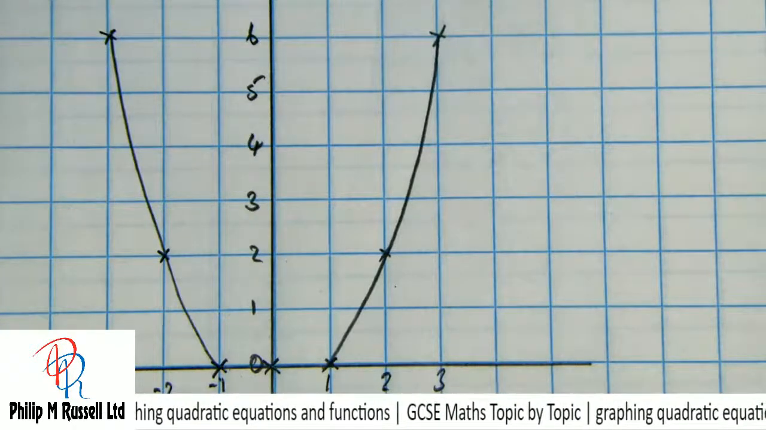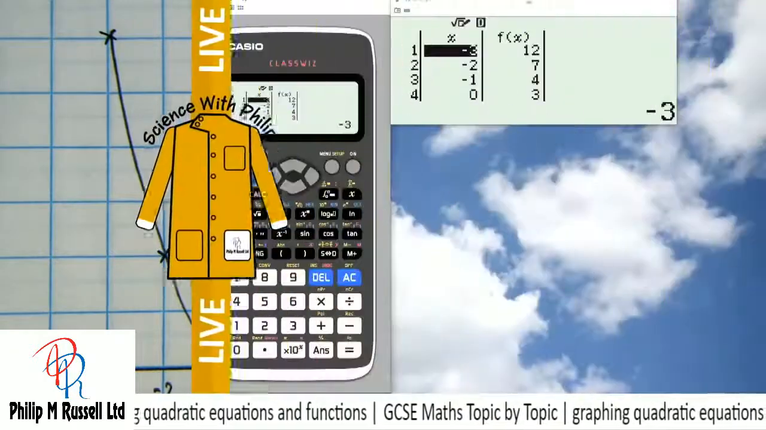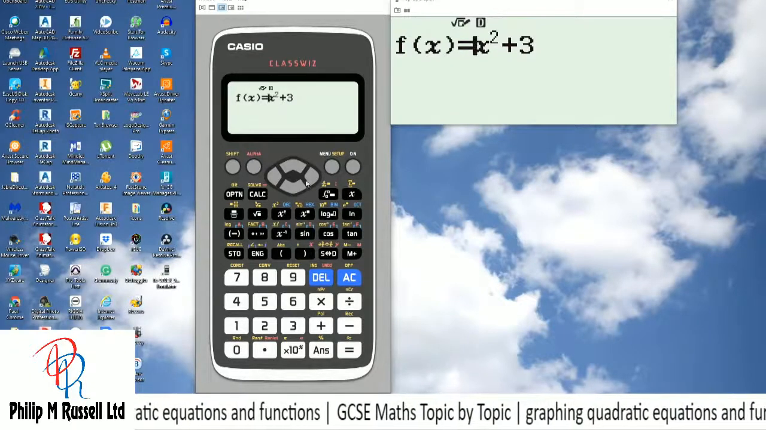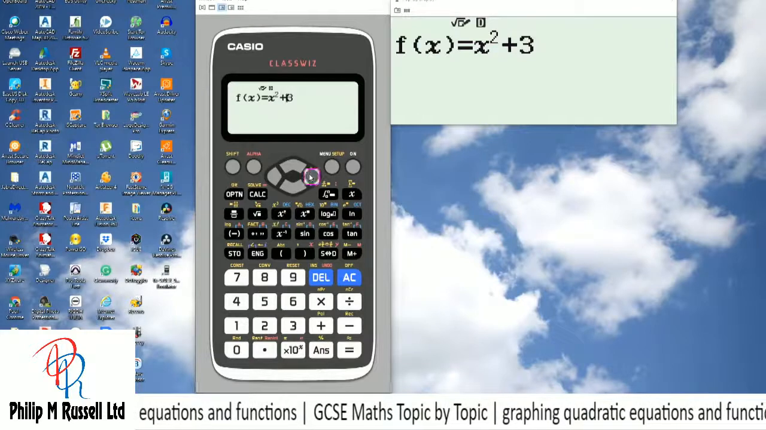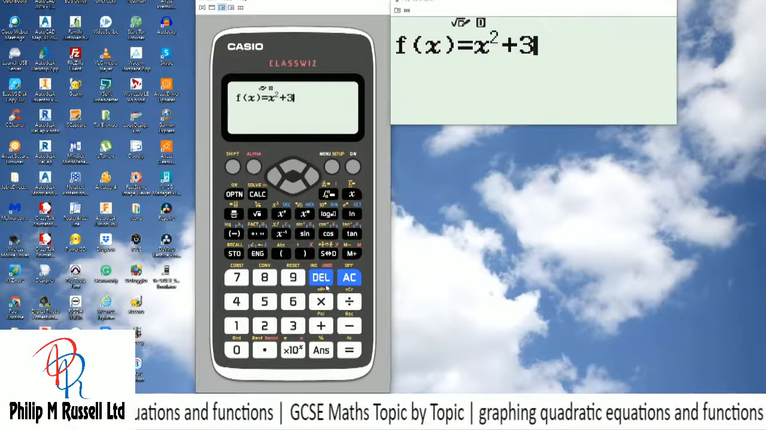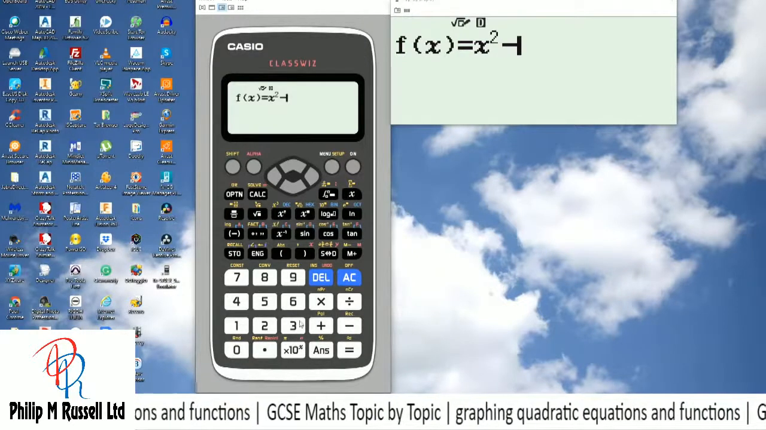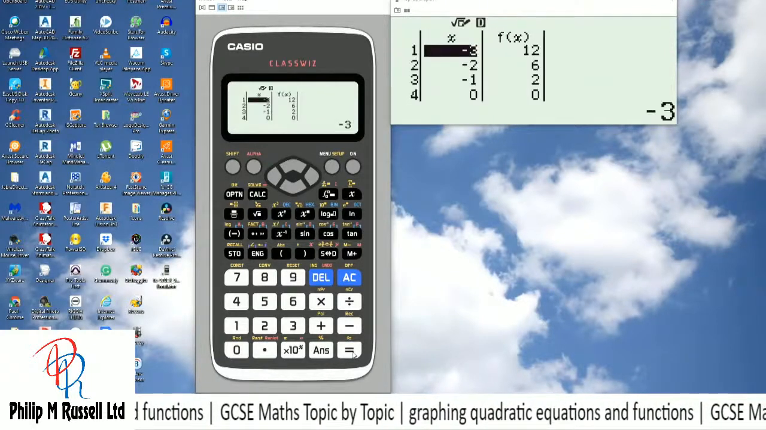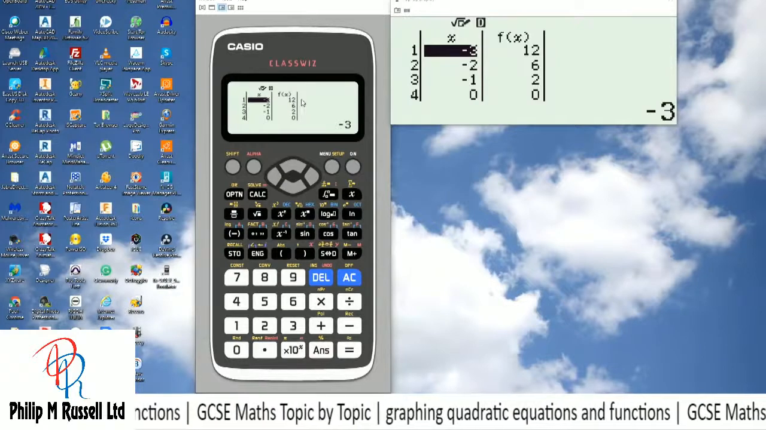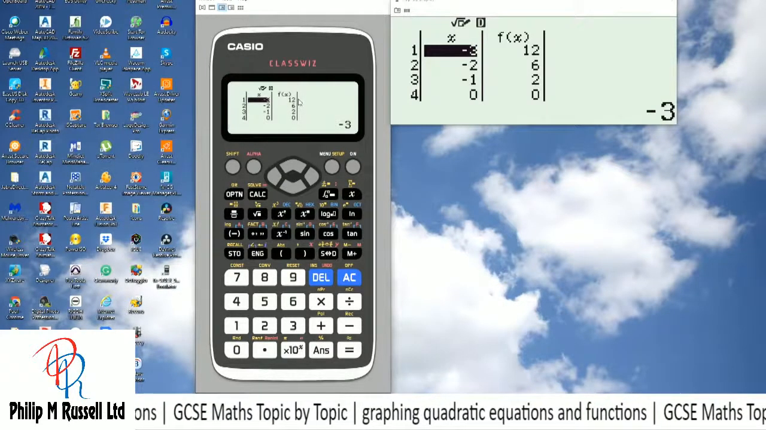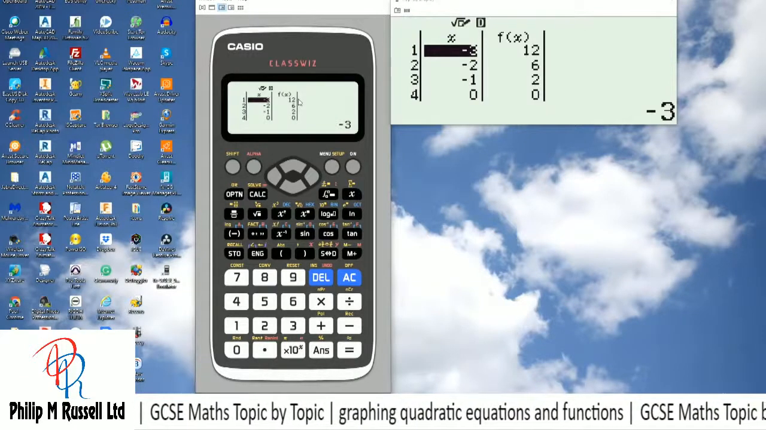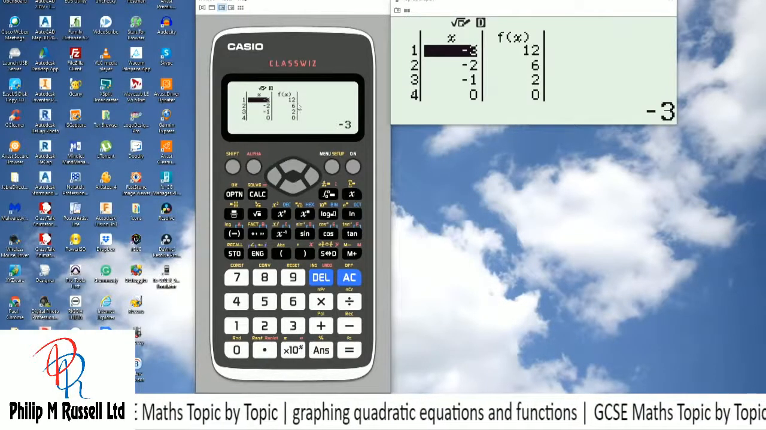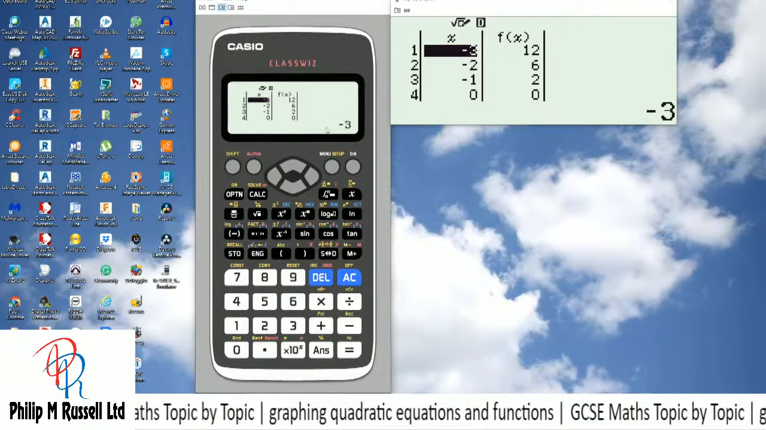We could have got the values from our calculator, and if I just cancel that and put in my new one, which was x squared here, and I did minus x, so let's do the same, minus x, again from -3 to 3, and I've got my values, which I've got wrong because I've jumped one, haven't I? So 12, 6, 2, 0, and carrying on down.